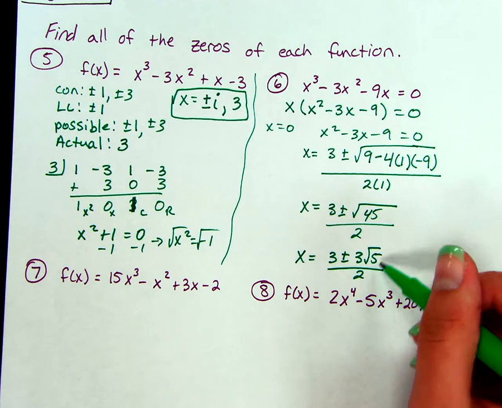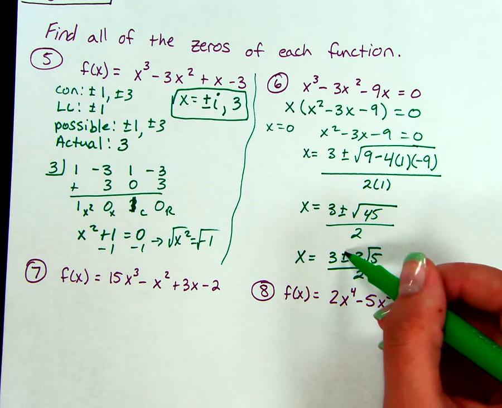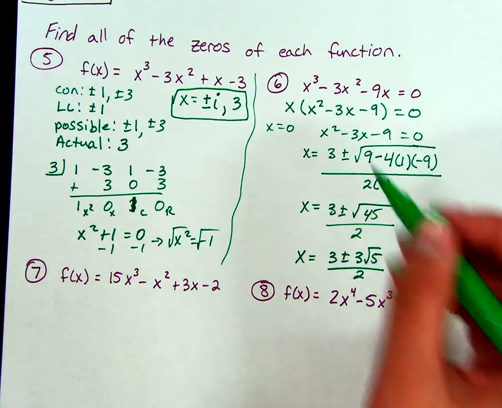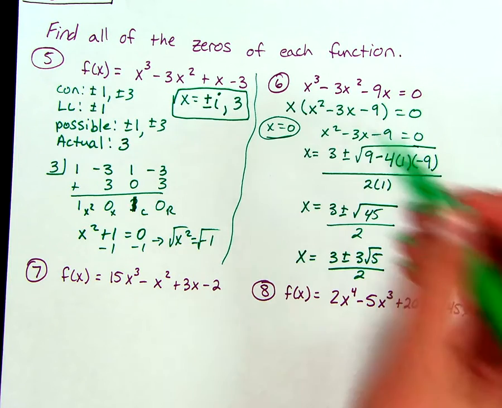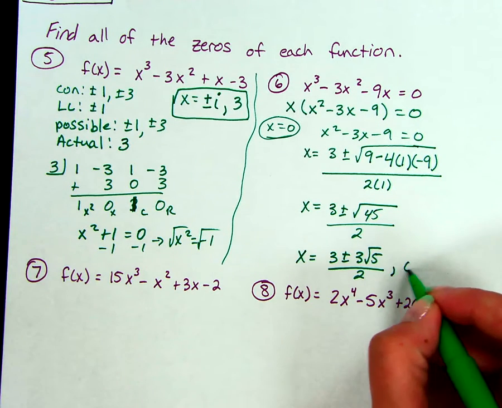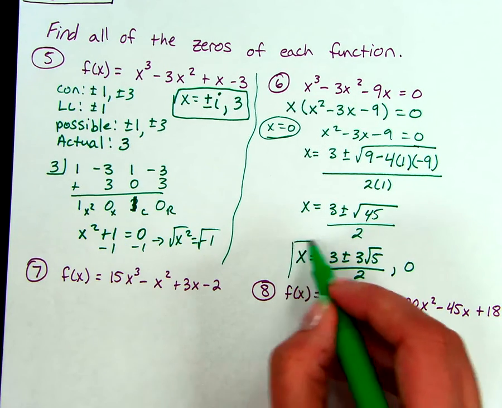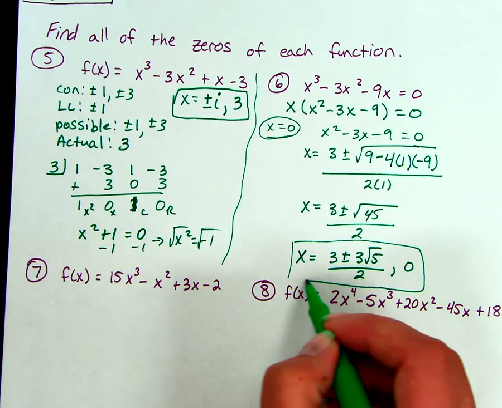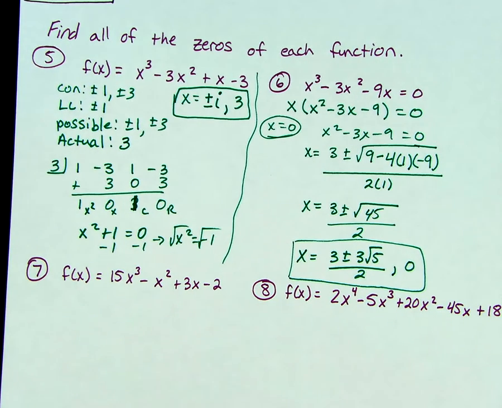And then, so this again represents two answers because of that plus and minus. And our third answer is this 0 right here. So I'm just going to add a comma 0. So all of this represents our three answers to that problem.